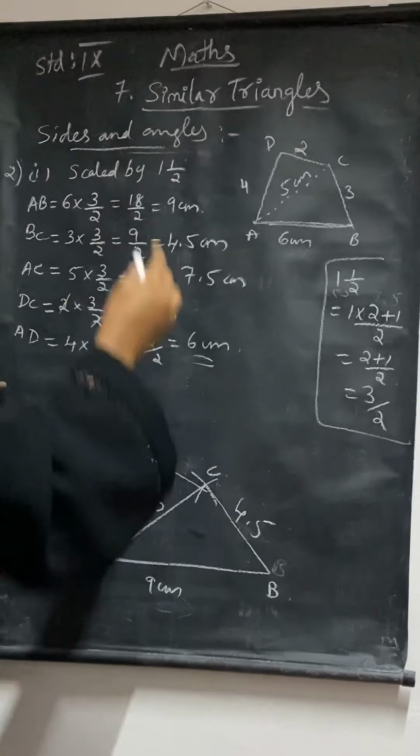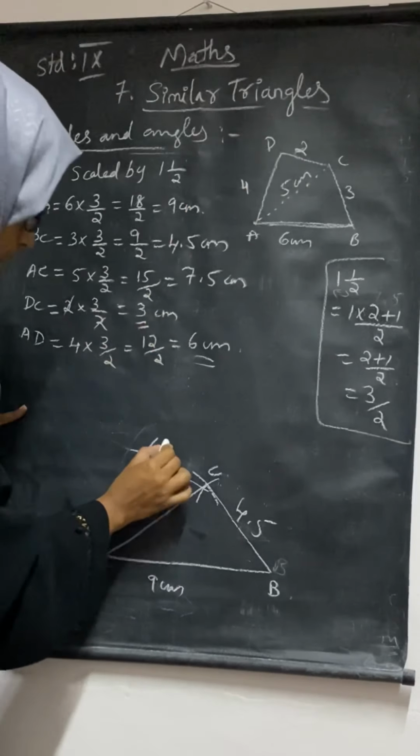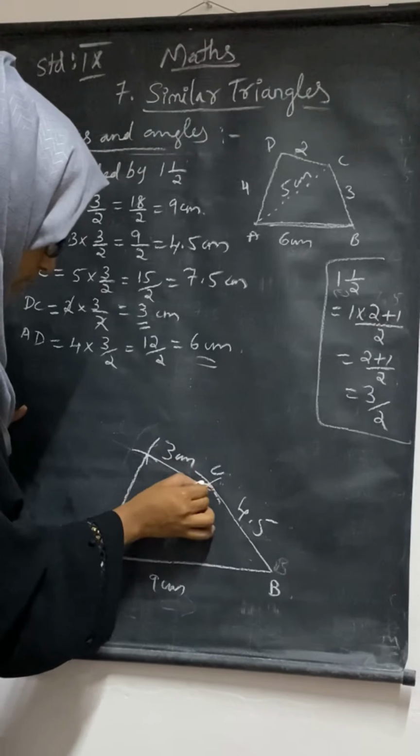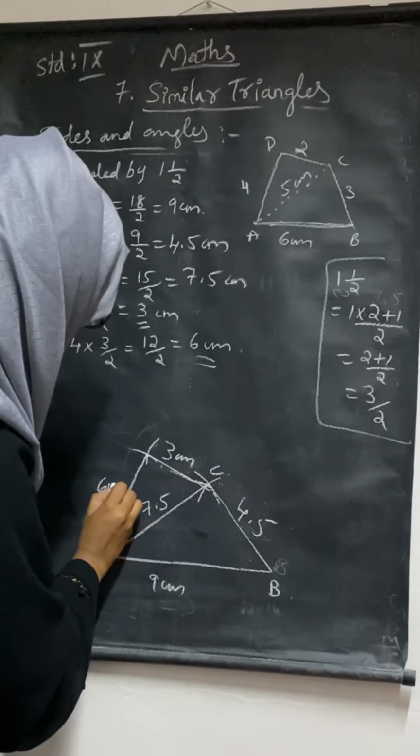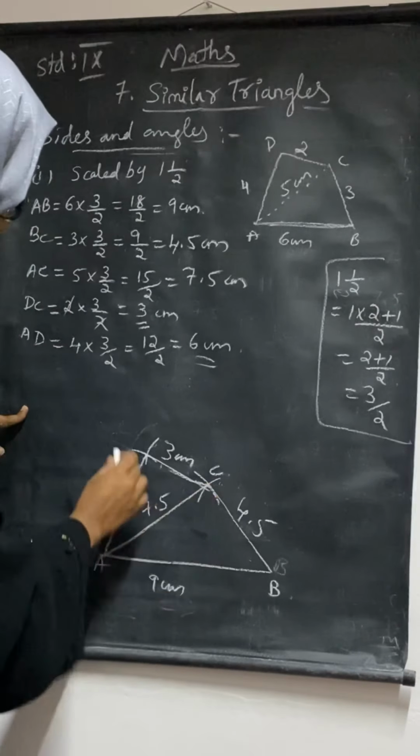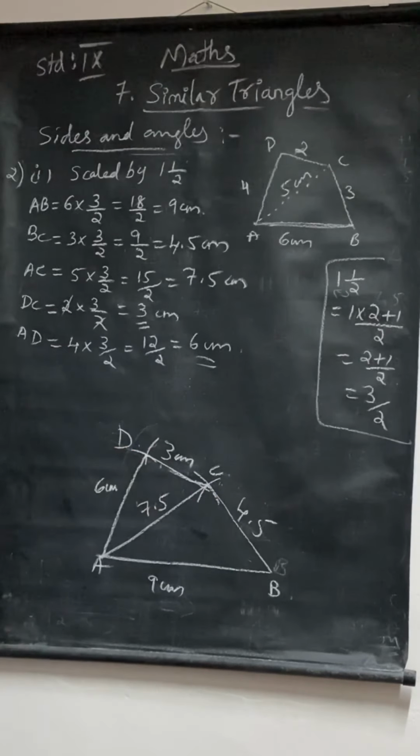Like this you will get. Now this 2 became 3. Here 2 became 3 like this. Okay. Now 4 became 6. So A, B, C, D. Here, like this. This is your quadrilateral.